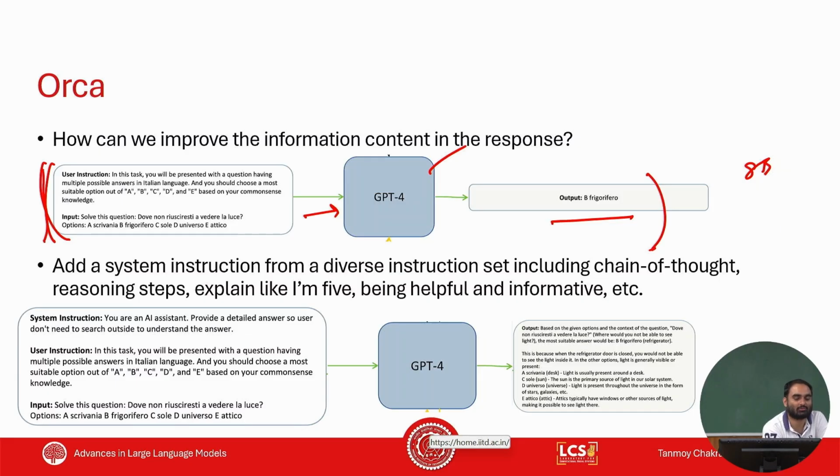But in the Orca paper, they showed that GPT ends up producing just the answer. Okay, let us make it complicated. So what they did is they wrote a system level instruction to GPT-4, and then they asked GPT-4 to write the chain of thoughts, the steps. Instead of only producing the answer, you write the chain of thoughts. And this will be the data for your model.